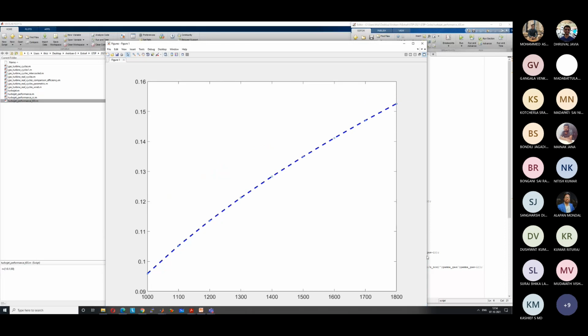Fuel consumption also increases almost linearly. You can see with increasing temperature, fuel consumption also increases at constant compressor pressure ratio. Can you explain this curve? Why does this happen?